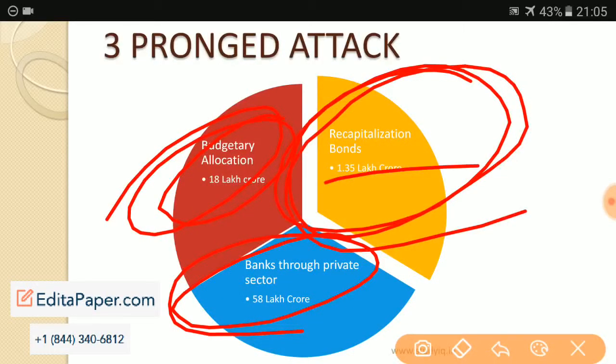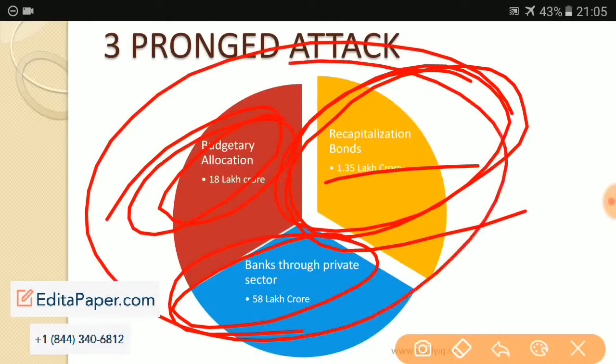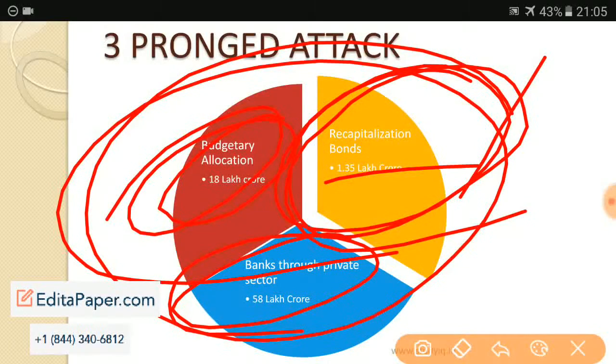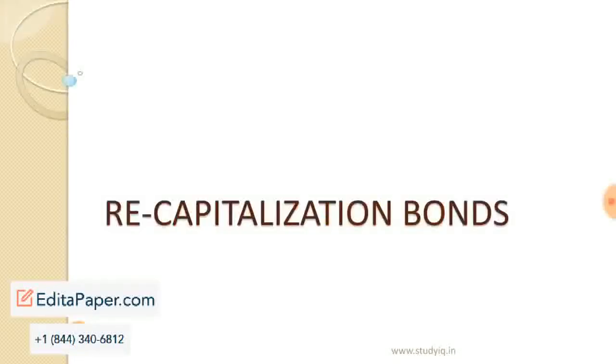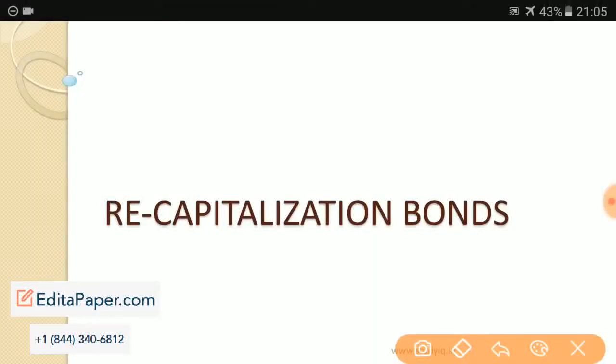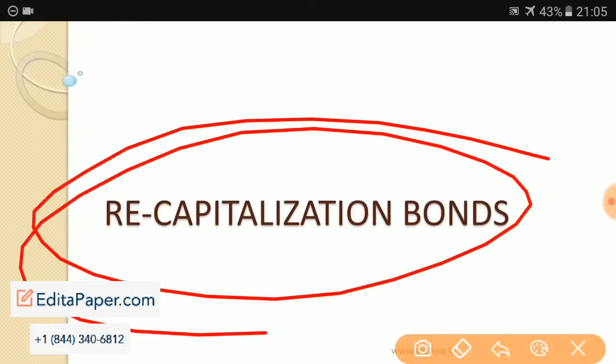And so it is this 3-pronged strategy that would be used by the government of India to recapitalize banks, to infuse more capital into the Indian public sector banks. We would look at all the 3 tools one by one. So first, let us look at the most important tool, that is the recapitalization bonds.